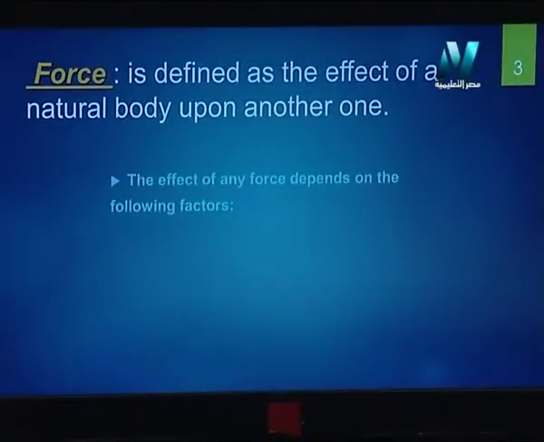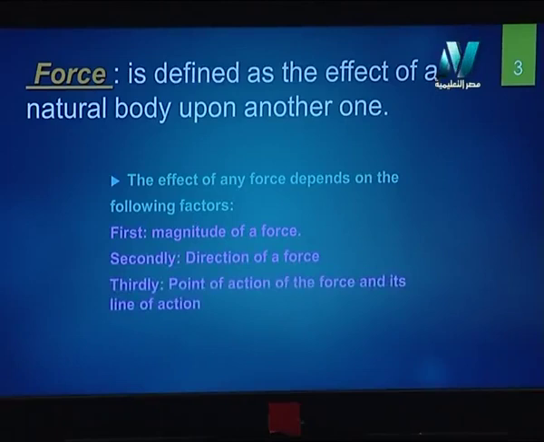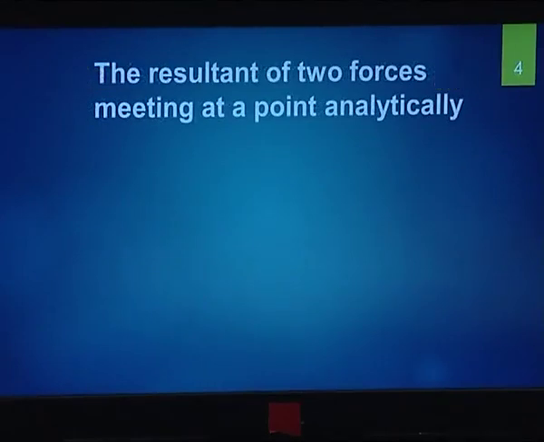What is the effect of a force? It depends on the following factors: firstly, magnitude of the force; secondly, direction of the force; and thirdly, point of action of the force and its line of action. What is the resultant? The resultant means the total force, the resultant of two forces meeting at a point, analytically.